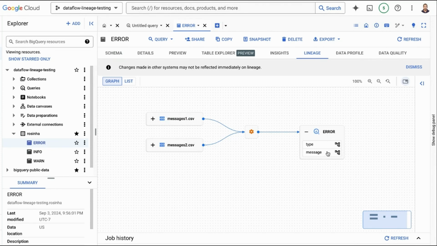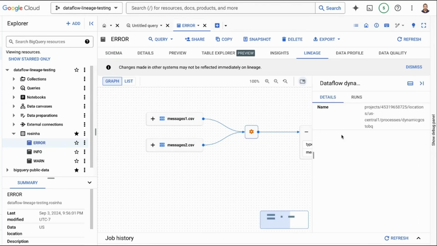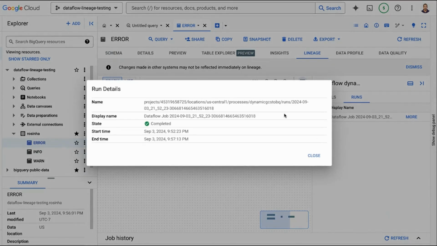I have that error table. It just shows the type and the message, which are the fields of that table. But the most important part here is this relation. So here we have this process. Ignore the icon. We are still integrating with Dataplex, so we don't have a fancy Dataflow icon yet in the UI. But if I click on here, I can see that this was a Dataflow job. It has a job name. It also shows me the different runs. I only ran it once, but if I had run it more times, all the runs would come up here. I can click more, and I can see more details about the run here.